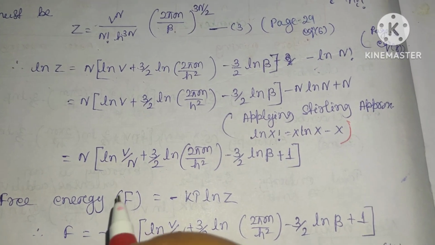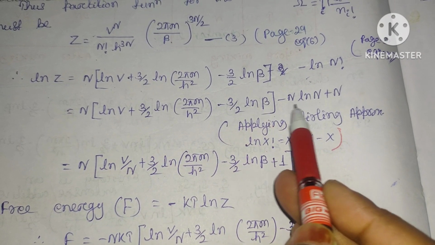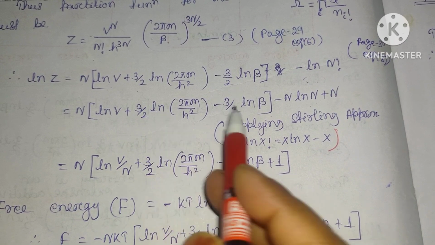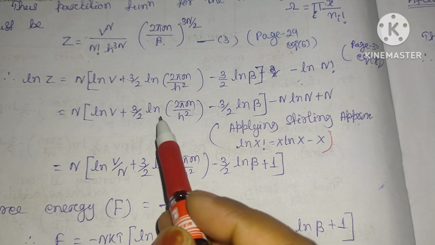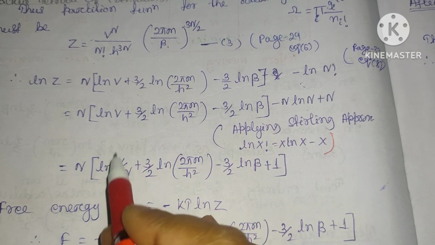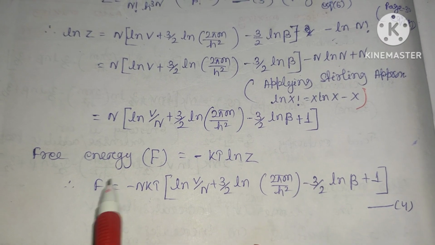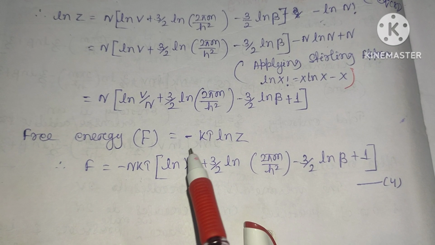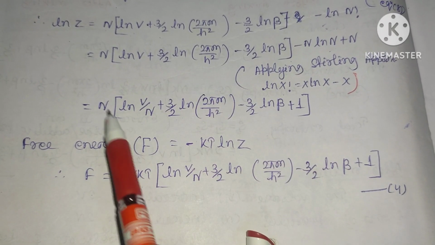So the next step, taking N common, we have ln V minus ln N, so that will be ln V by N, since log a minus log b equals log a by b. Plus 3 by 2 ln 2 pi m by h square minus 3 by 2 ln beta, and taking N common, this remains 1. So the free energy, since we have calculated ln Z, will be equal to minus kT ln Z, so that will be minus NkT times this much part.